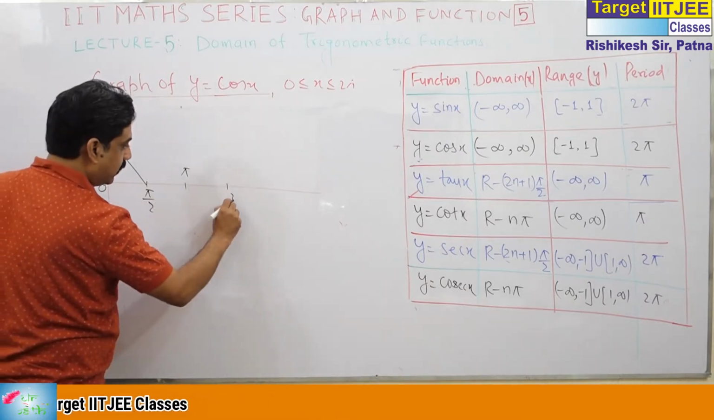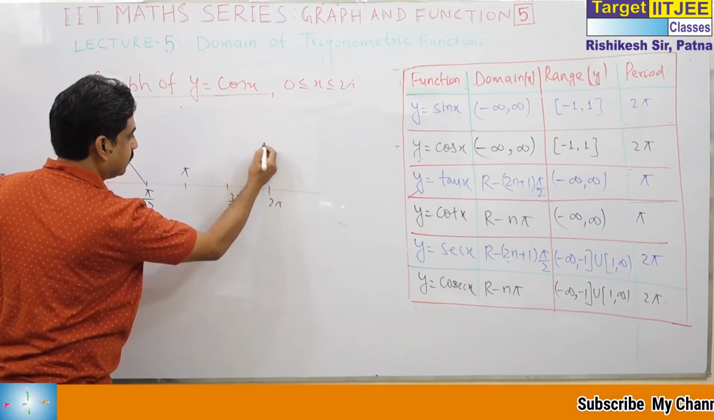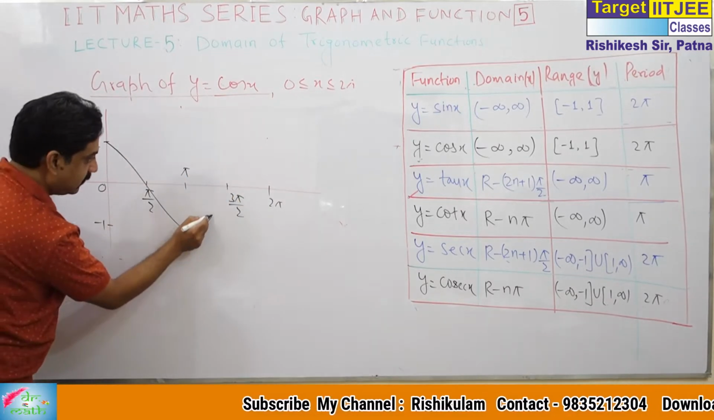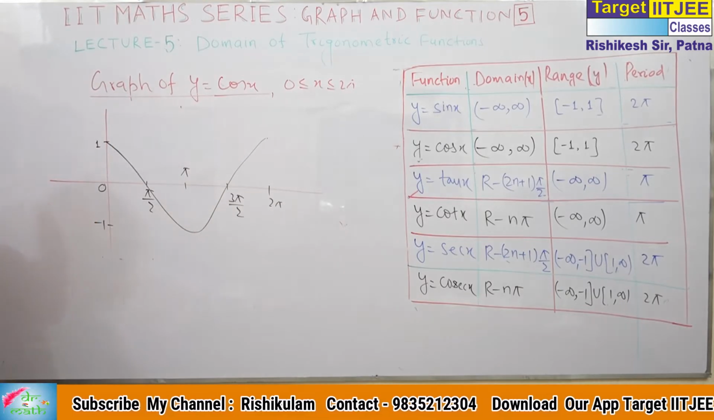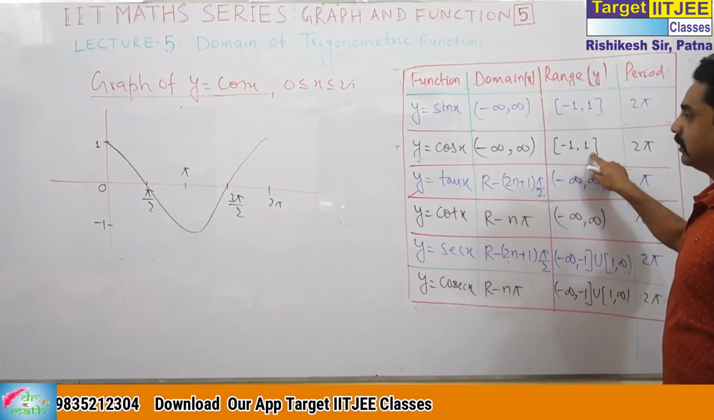Cos 3 pi by 2 again is what? 0. And cos 2 pi is what? 1. So this graph decreases here like this. You know it, I know. This is the graph. Minimum value minus 1, maximum value plus 1.